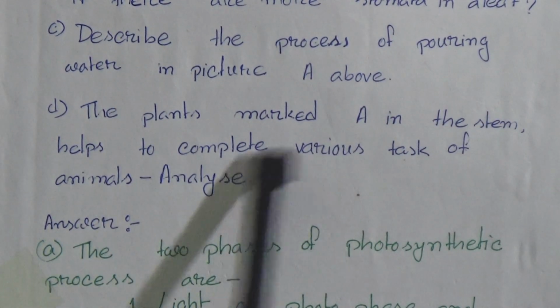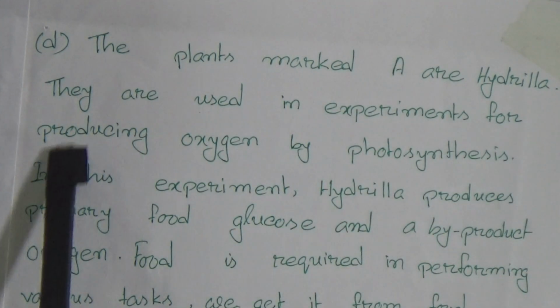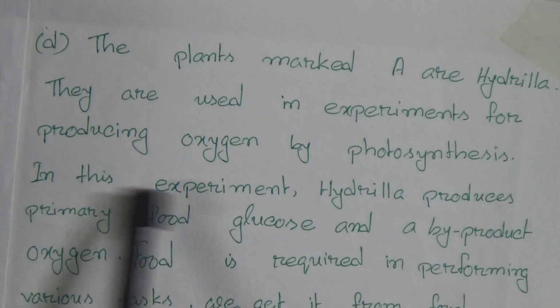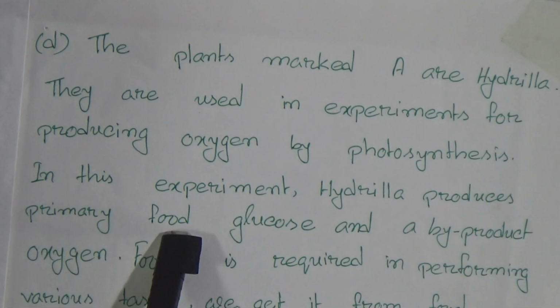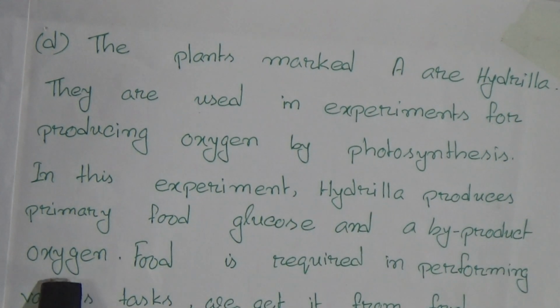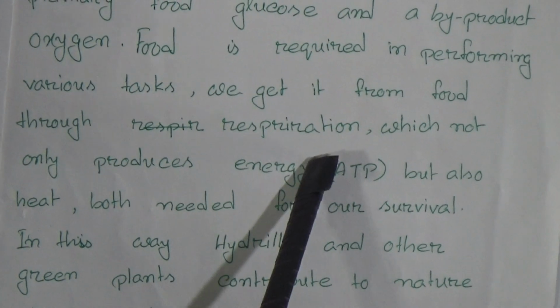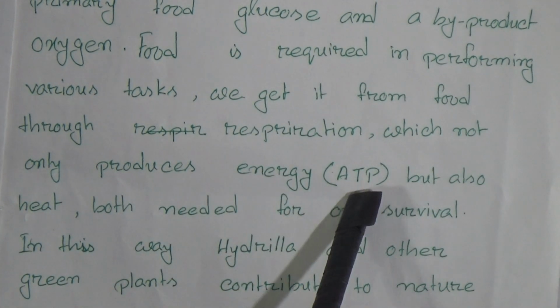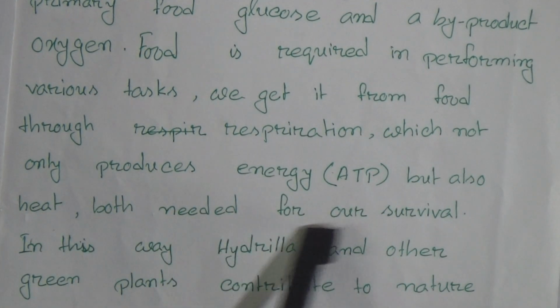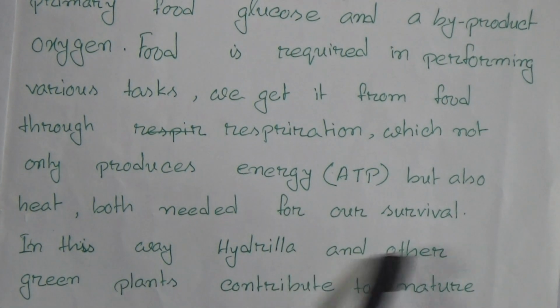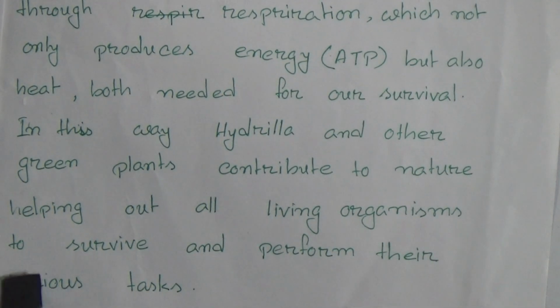D. The plants marked A in the stem help to complete various tasks of animals' analysis. Answer D. The plants marked A are hydrilla. They are used in experiments for producing oxygen by photosynthesis. In this experiment, hydrilla produces primary food glucose and a byproduct oxygen. Food is required in performing various tasks. We get energy from the food through respiration, which not only produces energy but also heat, both needed for our survival. In this way, hydrilla and other green plants contribute to nature, helping all living organisms to survive and perform their various tasks.